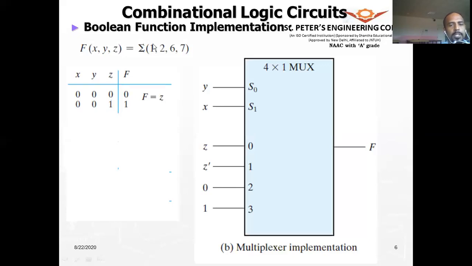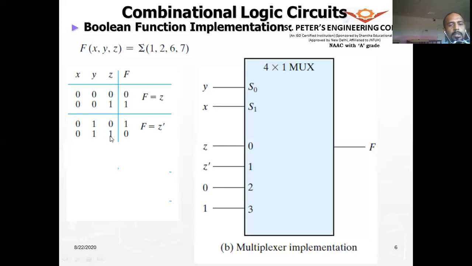For the next combination, that is when x is 0 and y is 1, now let us see what happens when z is 0 and when z is 1. When z is 0, the z complement will be 1.